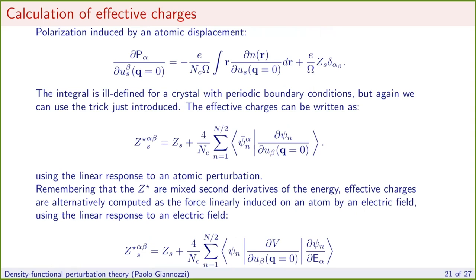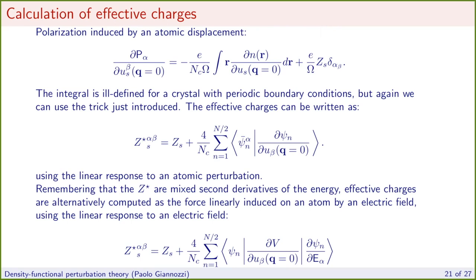And this trick can be used again to compute the second order derivatives. In particular, the polarization induced by an atomic displacement wouldn't be a well-defined object, because the polarization in a periodic system, the integral of R times n of R, is not well-defined. But what we need here is exactly well defined. So in the end, one can write effective charges using the linear response to an atomic perturbation and making a suitable dot product with the derivative with respect to an electric field, or vice versa, actually.